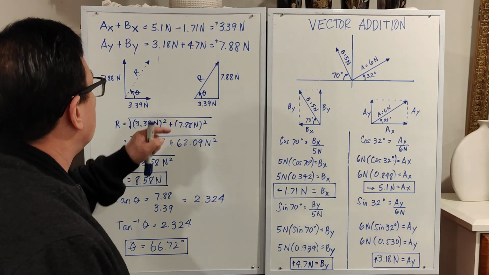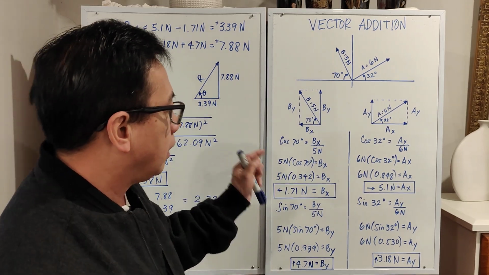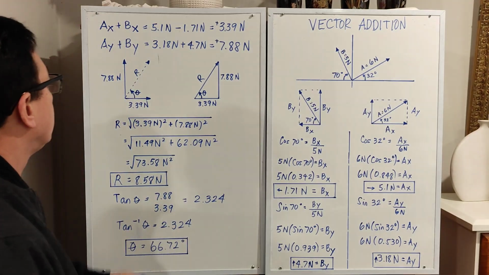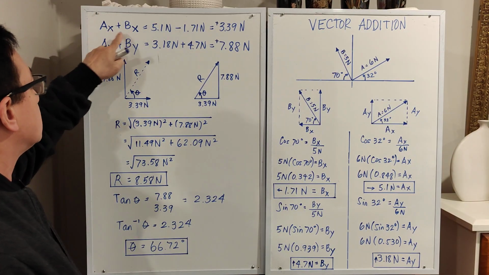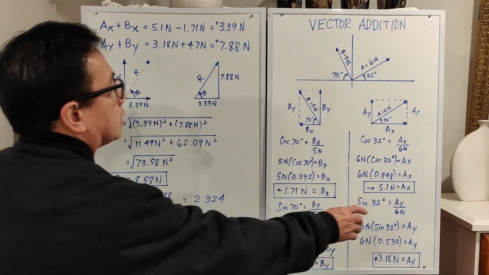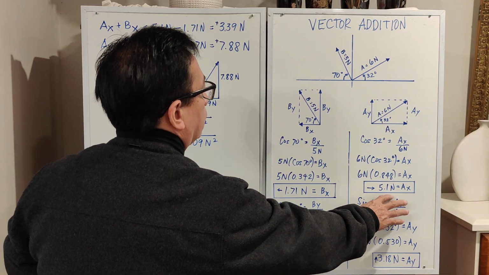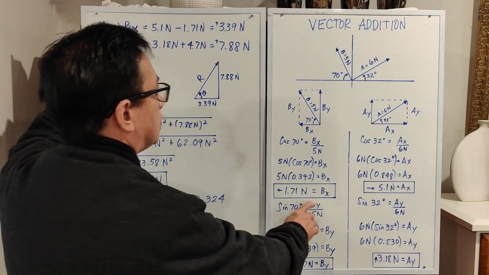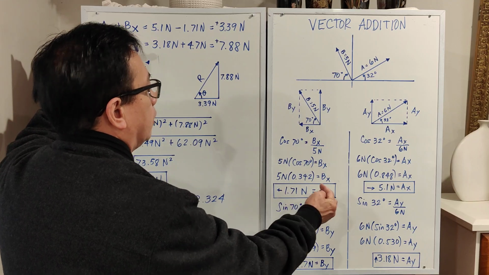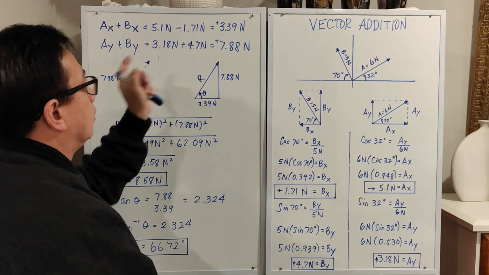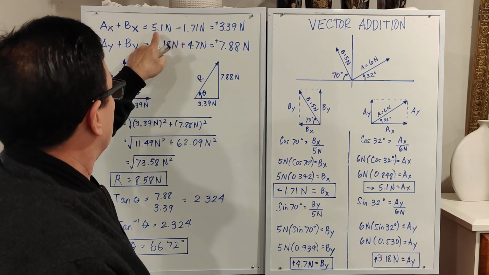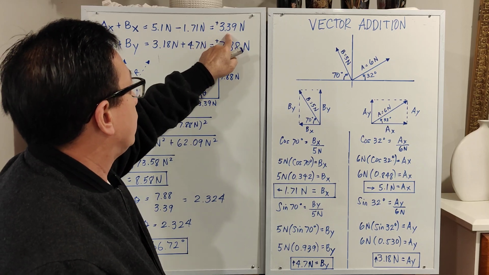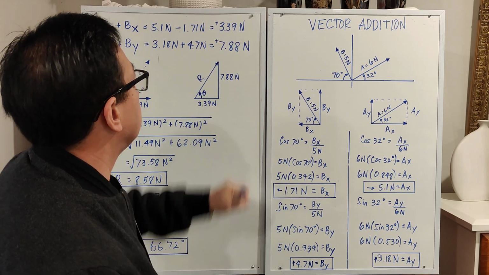Now we can combine all the horizontal components and then combine the vertical components. So this is your horizontal component, Ax plus Bx. Your Ax is 5.1 newtons going to the right. Your Bx is 1.71 newtons going to the left. So that's negative, going to the left, so we put minus. 5.1 newtons minus 1.71 newtons is 3.39 newtons positive.